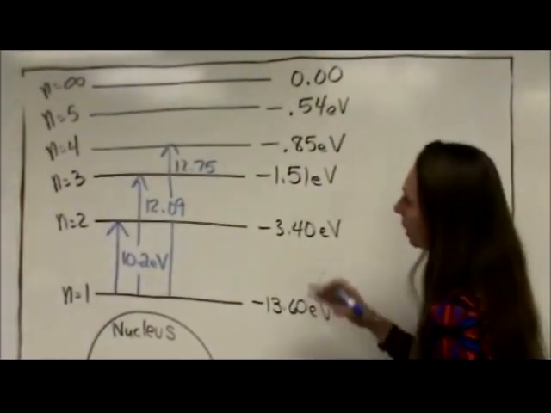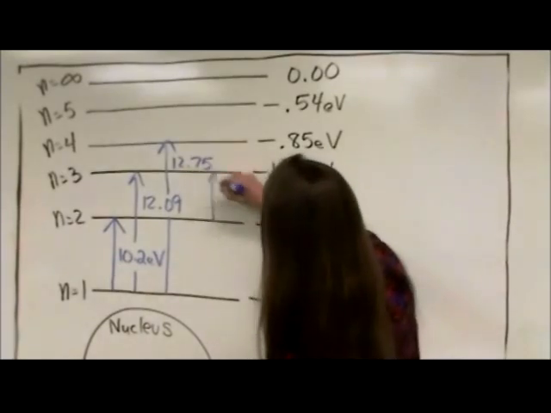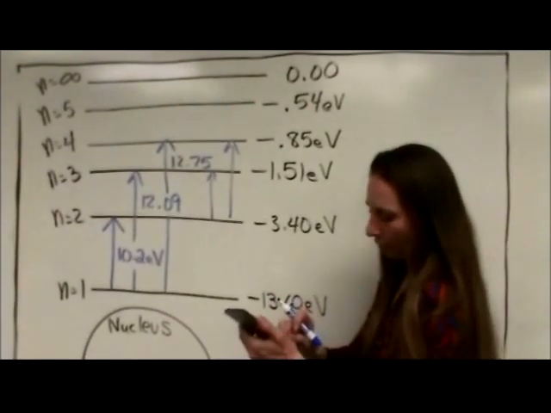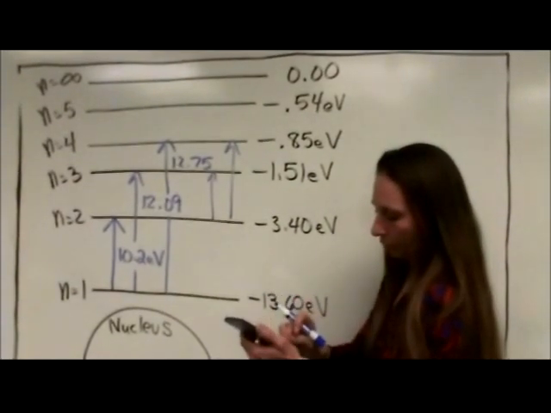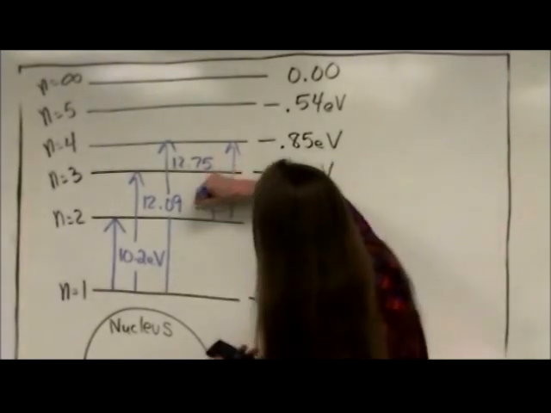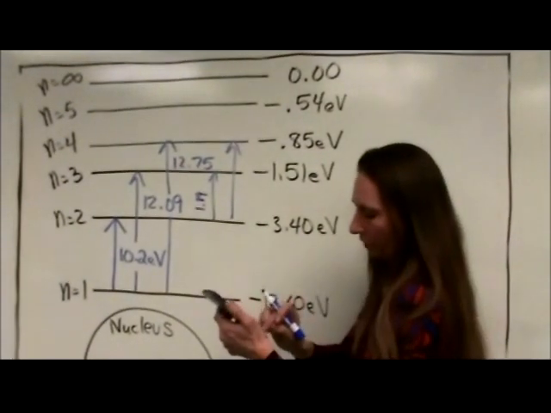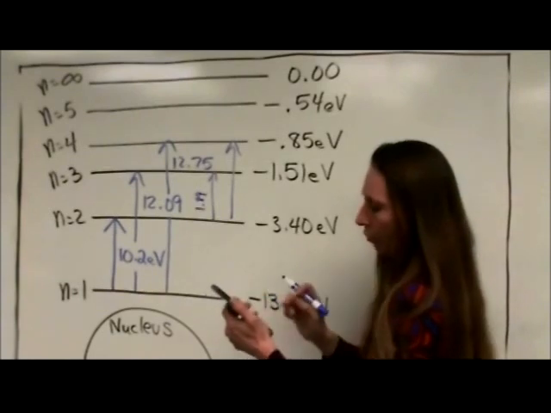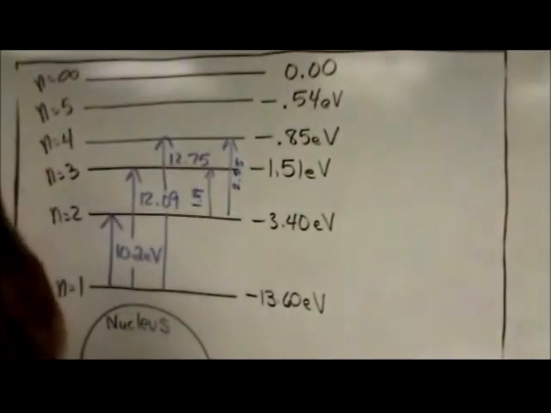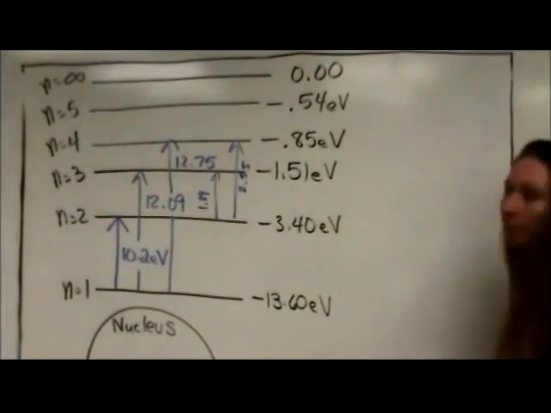All right, let's do n equals 2 to n equals 3 and n equals 2 to n equals 4. So 3.4 minus 1.51. That would be 1.89, and 3.4 minus 0.85 would be 2.55. All right, now, the reason I've done this is because part of what we study in the modern physics topic is the idea of a quanta, a specific quantity of energy.